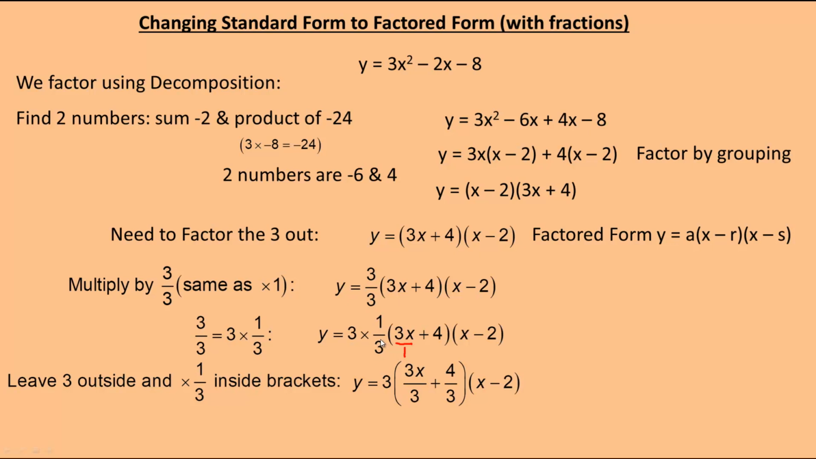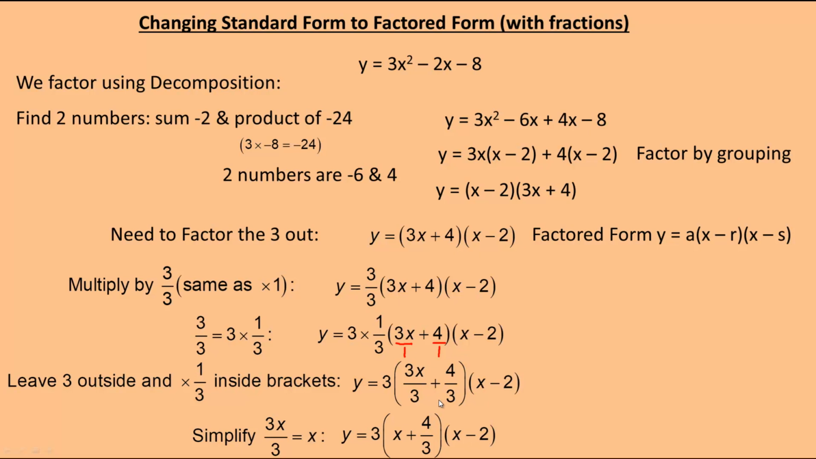When I multiply the 1/3 by 4, the 4 also has a denominator of 1. So 1 times 4 is 4 in the numerator, and 3 times 1 is 3 in the denominator. So the 3x over 3 here is the same as x, because those 3's divide out. 3 divided by 3 is 1. So y equals 3 times the bracket x plus 4/3, x minus 2. That's actually true factored form.